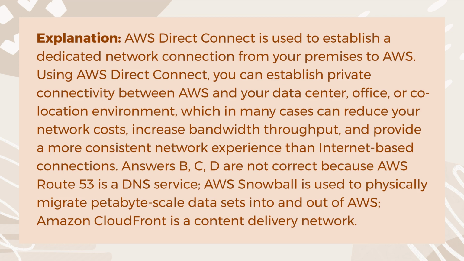Using AWS Direct Connect, you can establish private connectivity between AWS and your data center, office, or colocation environment, which in many cases can reduce your network costs, increase bandwidth throughput, and provide a more consistent network experience than internet-based connections. Answers B, C, D are not correct because AWS Route 53 is a DNS service. AWS Snowball is used to physically migrate petabyte-scale datasets into and out of AWS. Amazon CloudFront is a content delivery network.